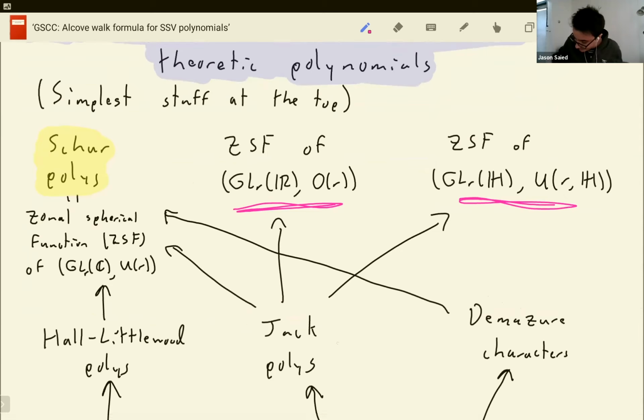So Jack polynomials, they depend on a parameter alpha. And when alpha is specialized to different numbers, you recover all of these different things. But also there are various other things. So these de Major characters tell us about representations of affine Lie algebras, and so on.